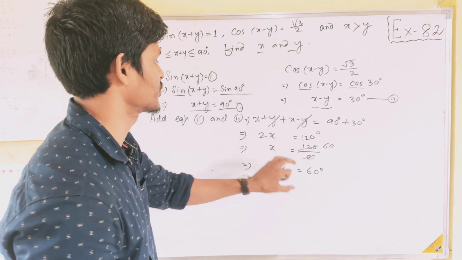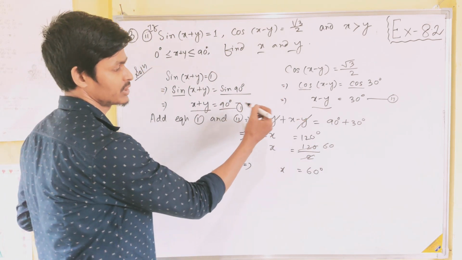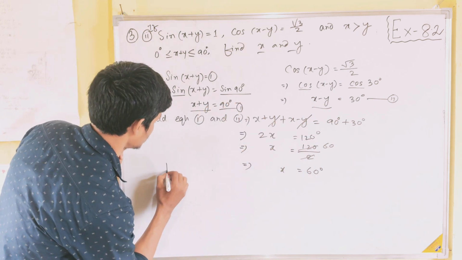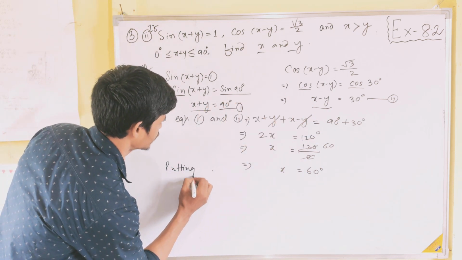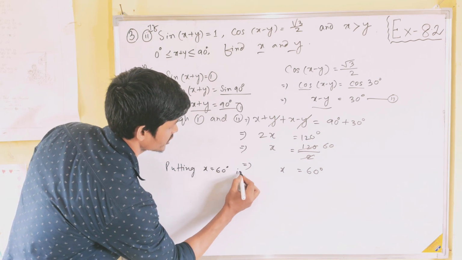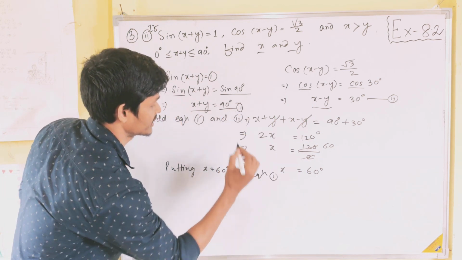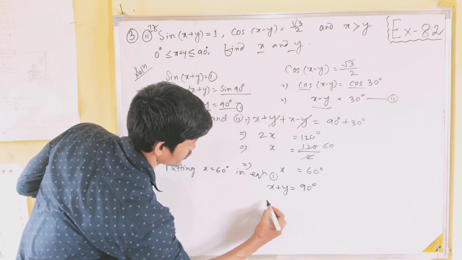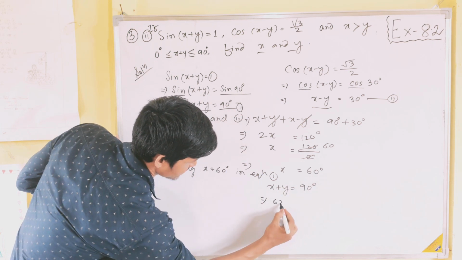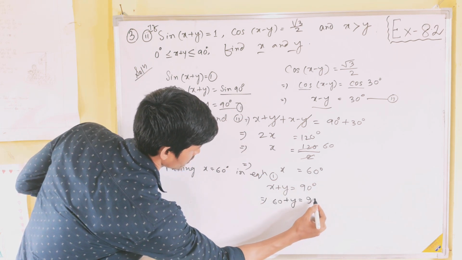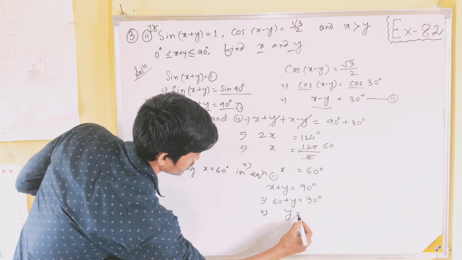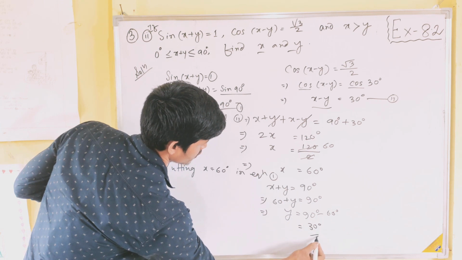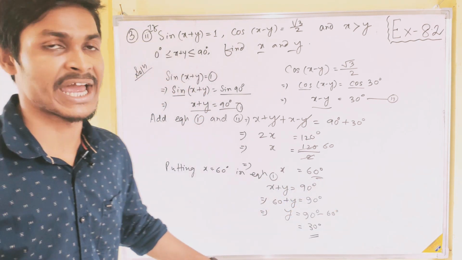Now put this x equal to 60 in any equation. You can put it in equation 1 or in equation 2. I am putting it in equation 1. So putting x equal to 60 degree in equation 1, that is x plus y equal to 90. In place of x put 60 degree, plus y equal to 90. So y equal to 90 minus 60, that is 30 degree.